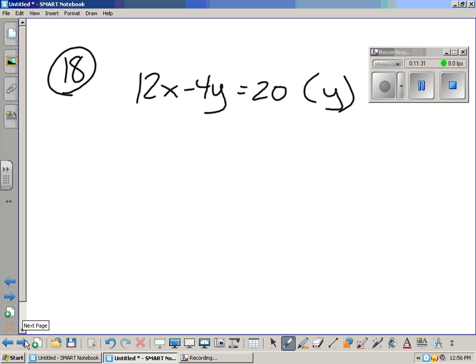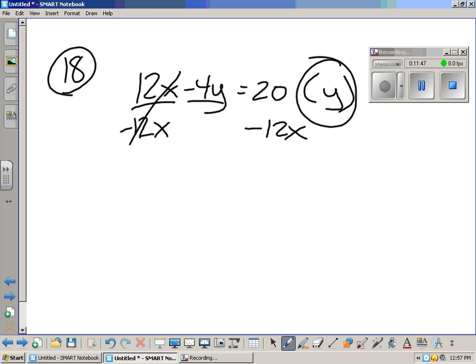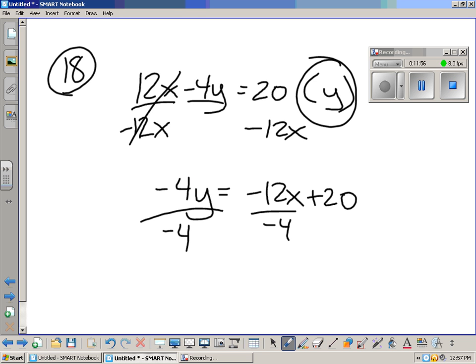Number 18, we're solving for Y. So these two terms are separated by subtraction, so I need to use addition or subtraction to get rid of the 12x. The 12x is positive, so I'm going to subtract 12x from each side using that inverse operation to move it. Then I divide everything by -4. And we get y equals 3x minus 5.